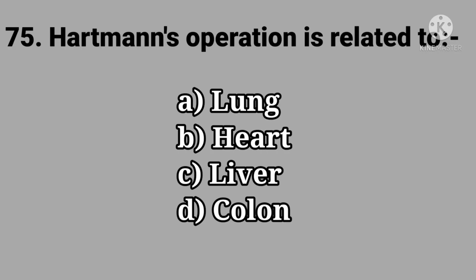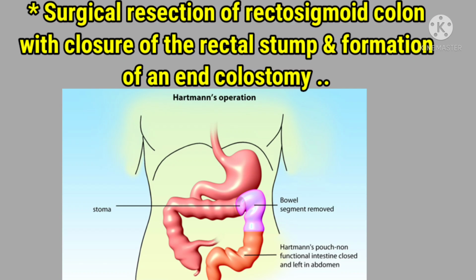The next question, Hartmann's operation is related to? The options are lung, heart, liver and colon. Hartmann's operation is related to? The answer is colon. Hartmann's operation related to colon. Hartmann's operation is surgical resection of rectosigmoid colon with closure of rectal stump and formation of an end colostomy.